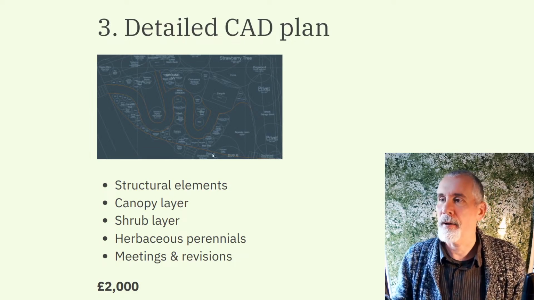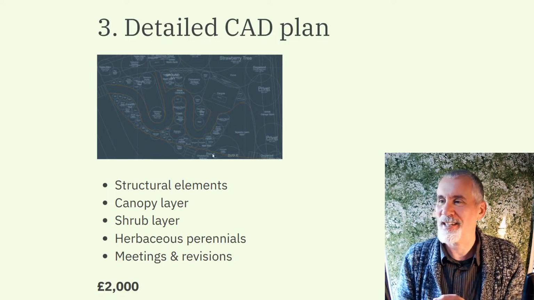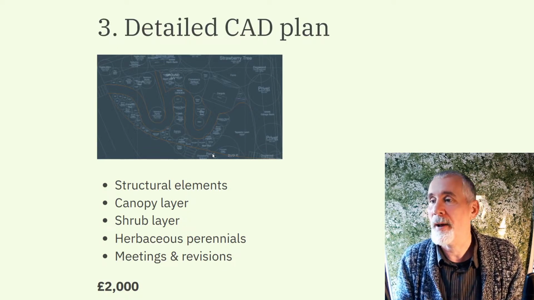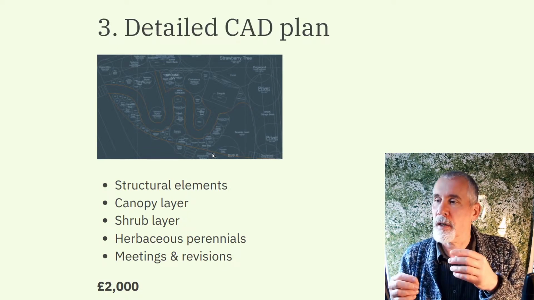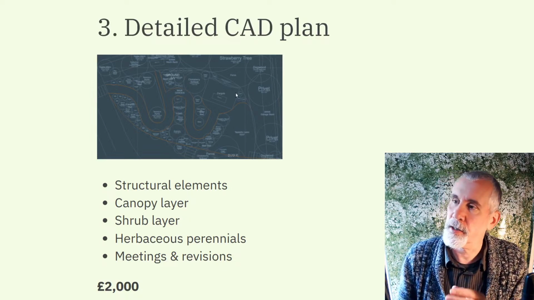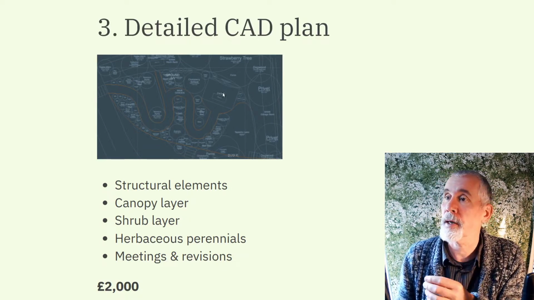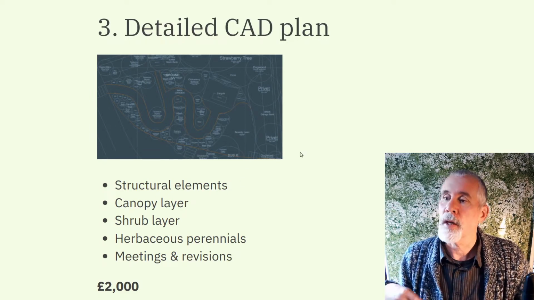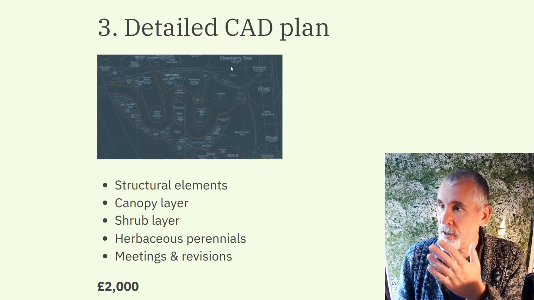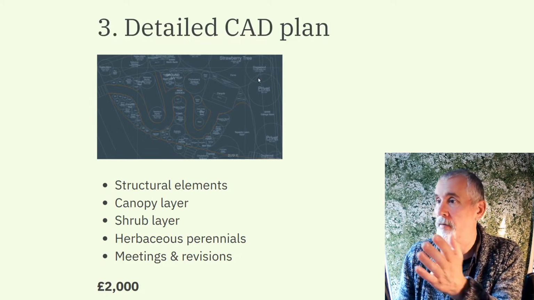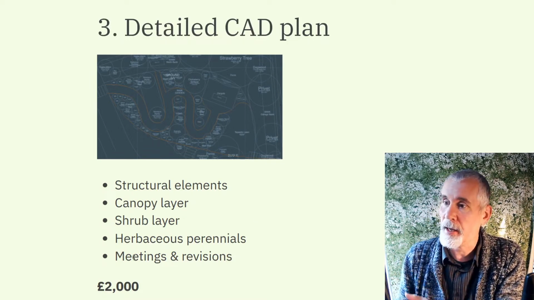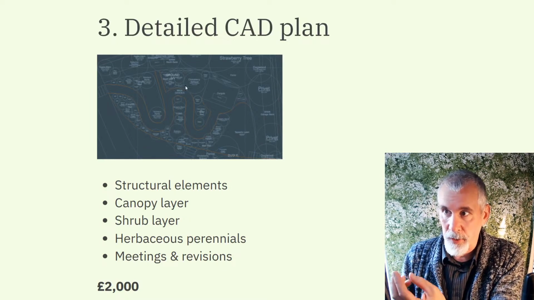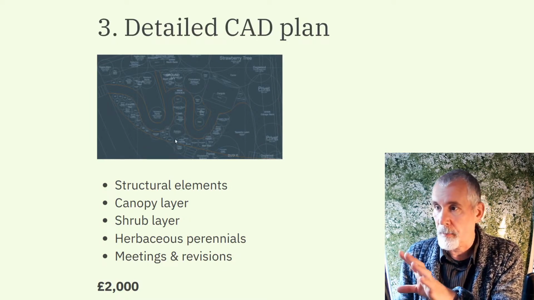And so that's the sketch design stage, and then you get into the detailed CAD plan, and this gets down to the nitty gritty of exactly which plants will be going where, and this includes the structural elements. So this is from the Clifftop Garden. There's a pergola here, and you can see the paths, and then there's a fence. It's also the canopy layer, the bigger trees, a strawberry tree, the shrub layer. There's a privet hedge down the back, herbaceous perennials. This is most of the plants here in the bed, with a couple of aronias.